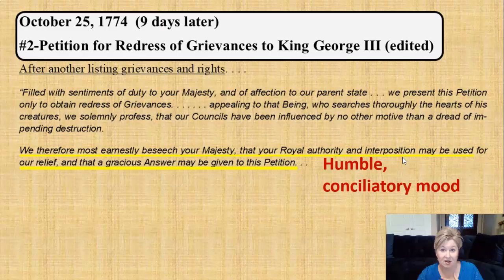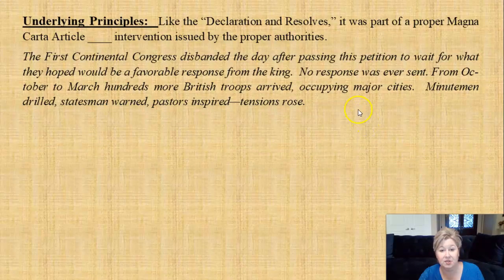Guys, different mood, right? The communication with the king directly has a very humble, peace-seeking mood, that's what conciliatory means, as opposed to the other document. They mean both things. They're not being double-minded, but they are asking the king, look, Parliament, you've way overstepped, and they know the king is going to see that as well. King, please intervene. We don't want to have to break away. Do the right thing. Underlying principles: this, too, is part of a proper Magna Carta Article 61 intervention.